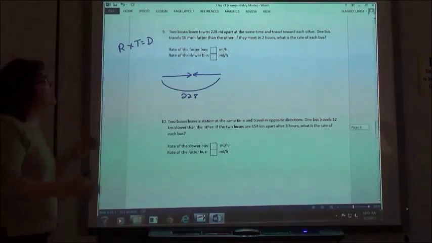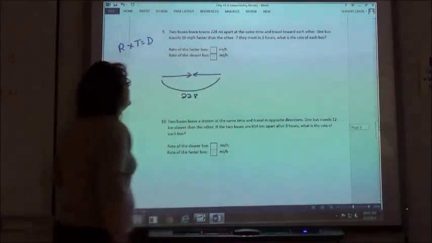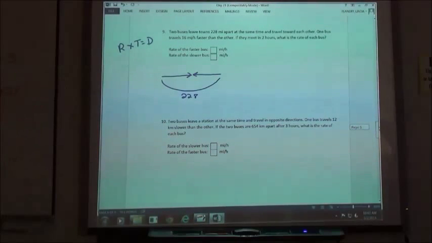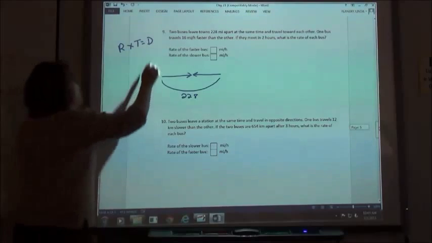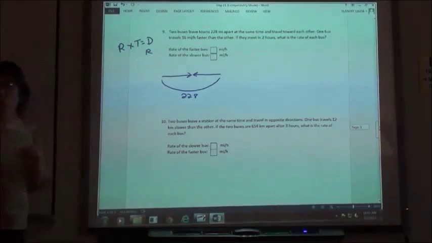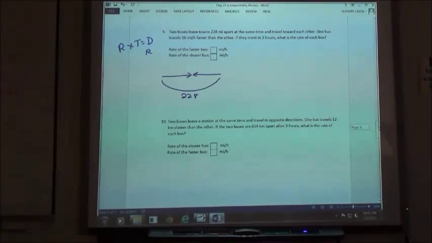So if I'm going to find the distance of each person or each bus, I need the rate and the time of each of those. So it says one travels 16 miles an hour faster than the other. So I'm going to call the rate of one of them R, because I don't know it. How would I write the rate of the other one to show that it's going 16 miles an hour faster?